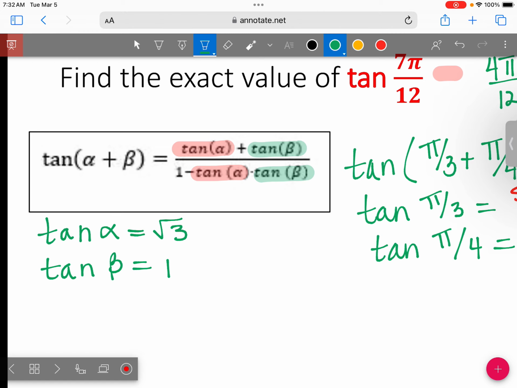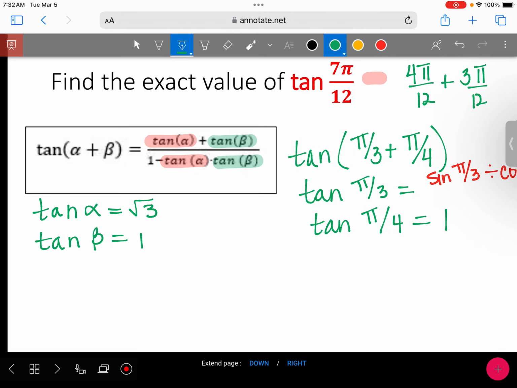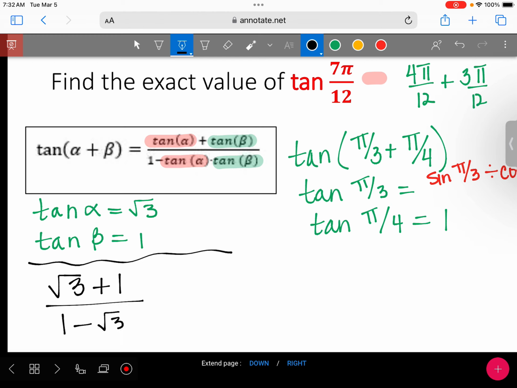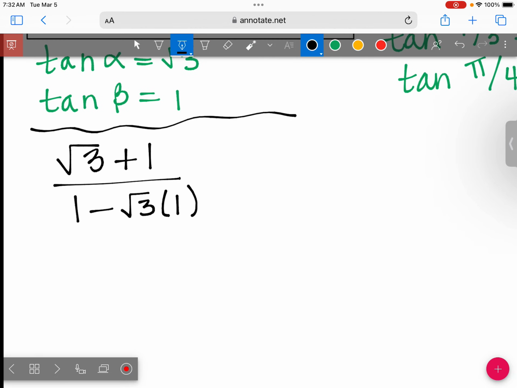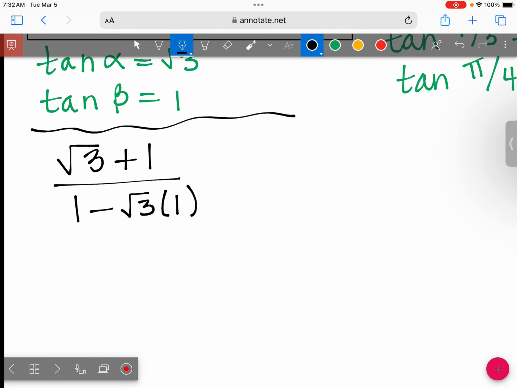So let's go ahead and fill in this identity, which is on your pink sheet in the first column. So I have the square root of 3 plus 1 all over 1 minus root 3 times 1. And then let me pull this up for people to see. So that's where we are.